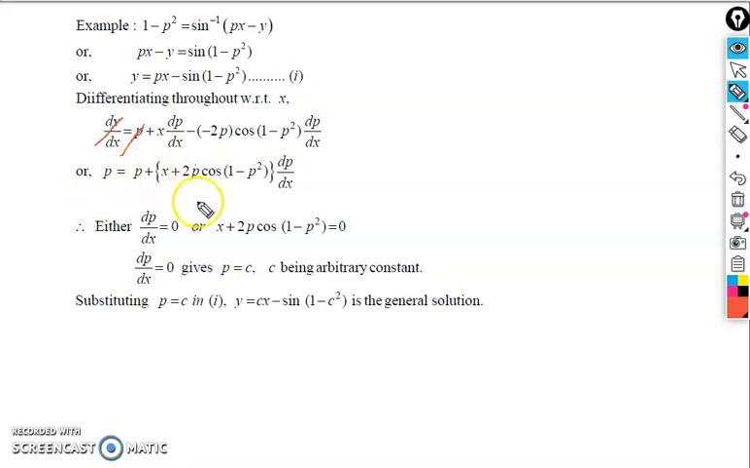and the remaining quantity becomes this one. Here we consider two different cases. One is dp/dx equals 0, and the other is the remaining factor equals 0. When p is constant, we find the general solution y equals cx minus 1 by c square.